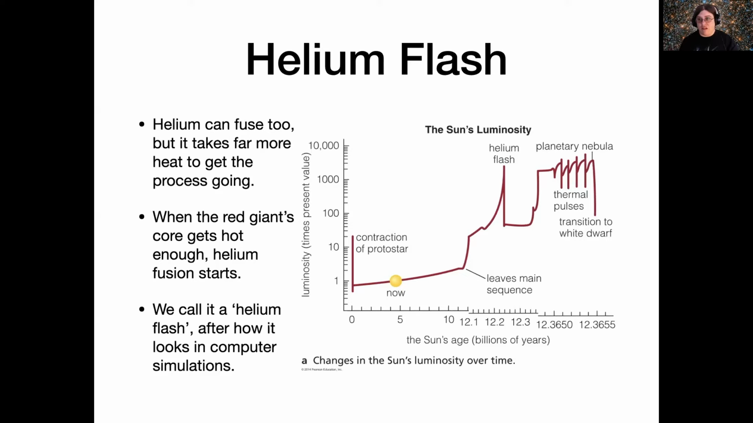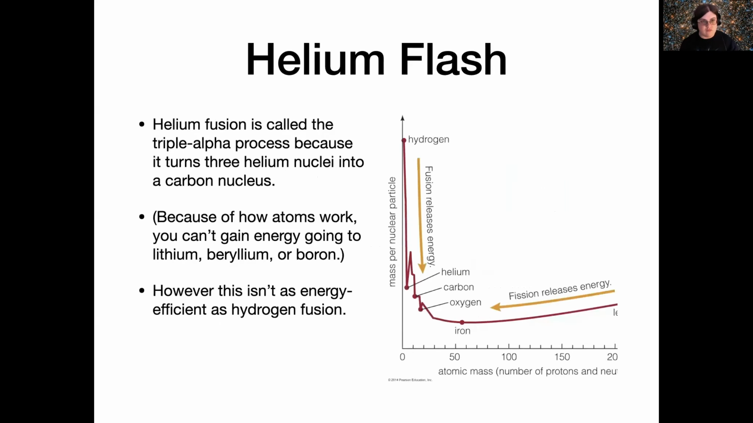And especially in star terms, you can kind of see the units on this graph, it's billions of years. So a flash in a billion years is not necessarily a flash as we see in the sky. And the star stabilizes. It's now fusing stuff in its core. It can settle back into an equilibrium. So this fusion process is called helium fusion.